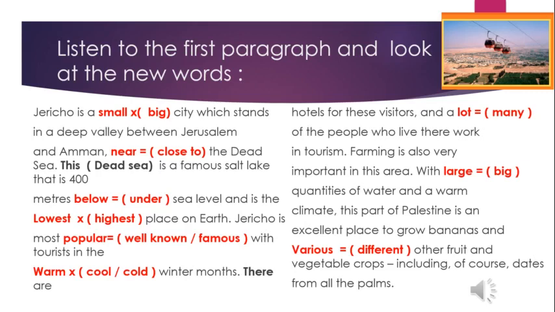Jericho is most popular with tourists in the warm winter months. Jericho is popular, the same meaning as well known and famous. What is it famous for? For its tourists, who love to come especially in the winter months. Why? Because it is one of the warmest places in the world, the warmest place. Warm is the opposite of cold and cool. This is why tourists come, they consider it a destination to spend a warm time inside Jericho.